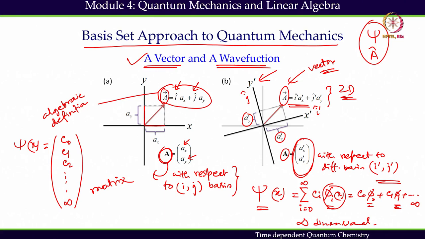Here also we have a basis of i and j, and I have expanded this vector and I have got this column matrix. Here I have used a different basis, i dash j dash, and I am getting a different representation of the same vector. Similarly, here I have components ci, and this is the basis, and that is why all the components can be collected in a column. In this column matrix, we can represent the wave function. This is the bracket notation we will be using.